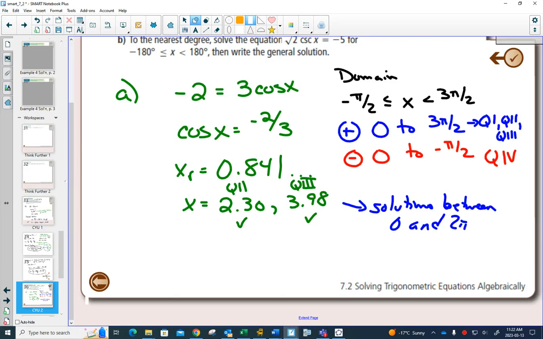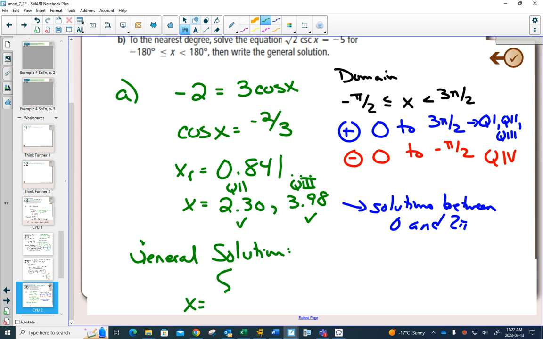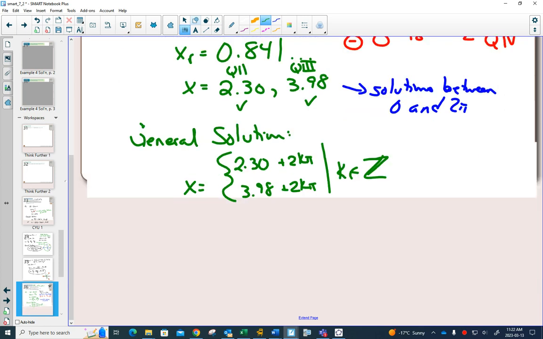Then write the general solution. So our general solution, take your answers, 2.30 and 3.98, add 2k pi to write all the coterminal angles with them. And we have our general solution.